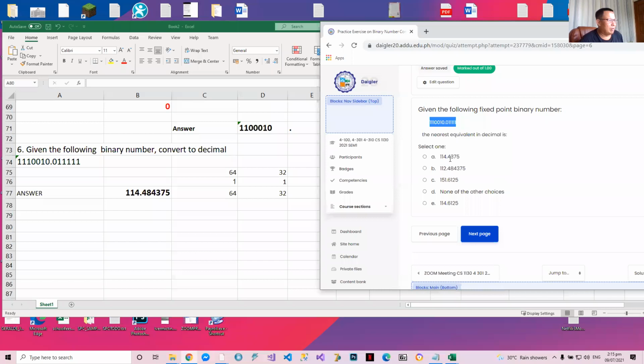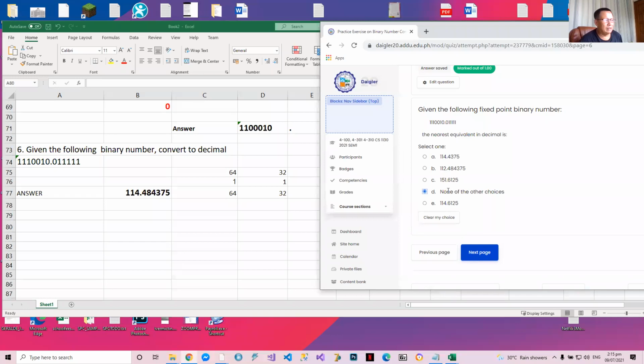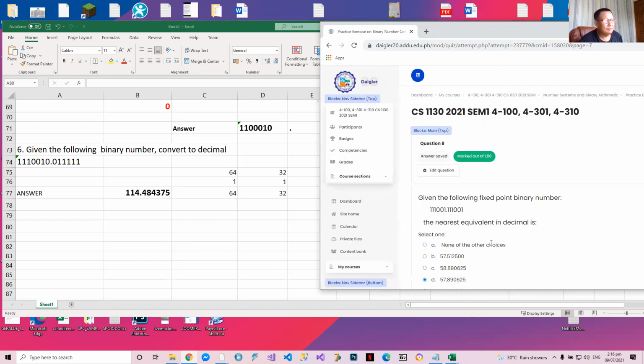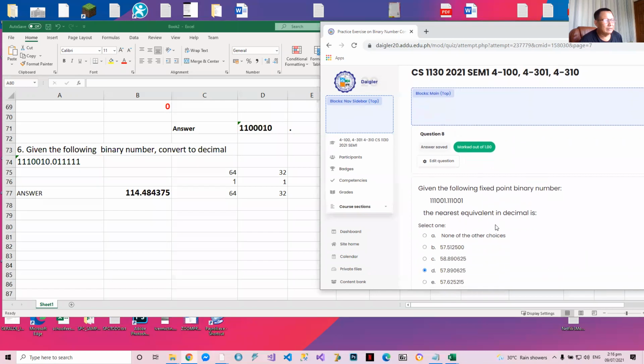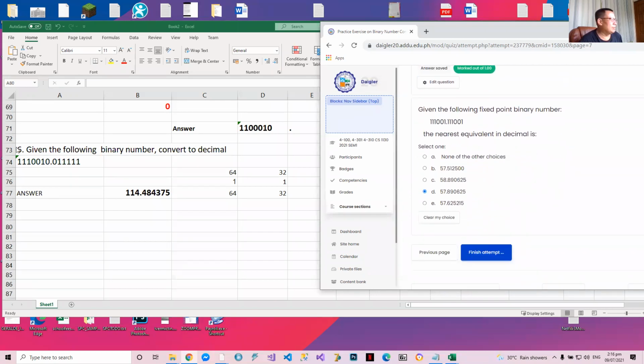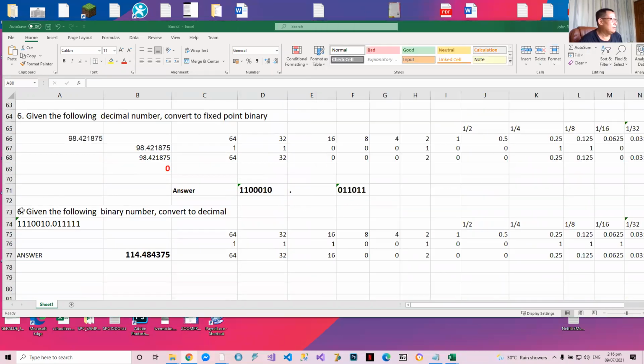We need a 114, but it's not a 484. It's a 4375. There's a 484, but it is a 112. Therefore, we have no other choice. The answer is none of the above, because it's supposed to be this. Okay. Any questions so far? This is number 7, by the way.